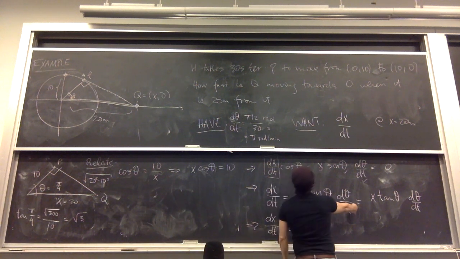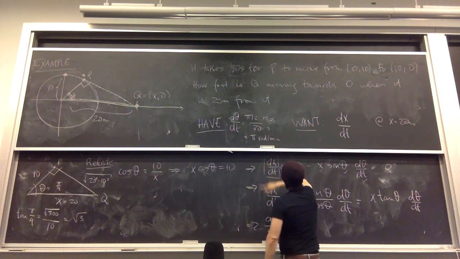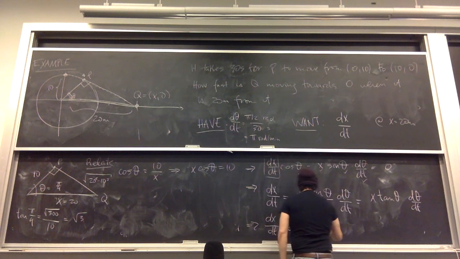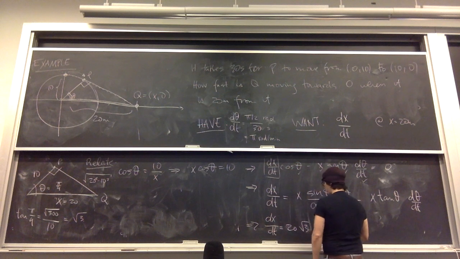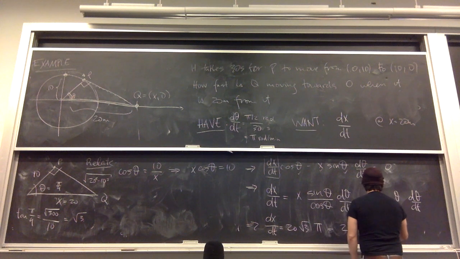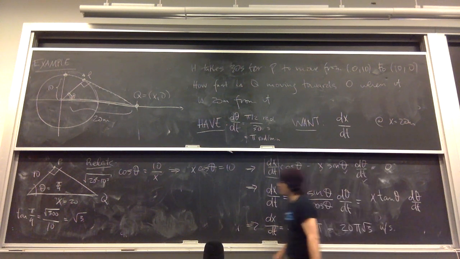And then d theta dt we have, and that's going to be pi radian per minute, which I won't write yet. So we're going to get 20 pi root 3 for dx dt. So that's just units per second. I guess maybe I specified meters.